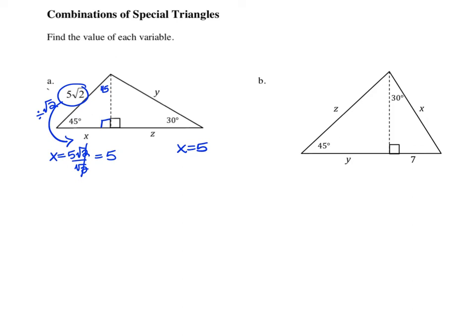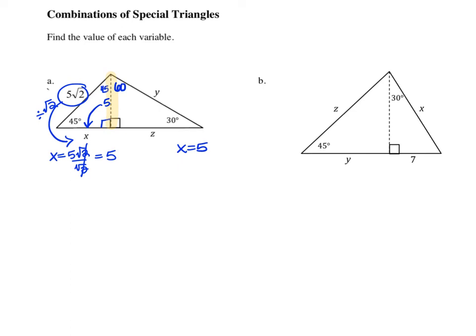So in order to find z and y, we would have to know the short side of that 30, 60, 90 triangle. So I know it's 30, 60, 90 because this is a 30 right there. So that means the angle at the top is going to be 60. And I know that that highlighted side is going to be equal to 5 because it's a 45, 45, 90, which is an isosceles triangle.